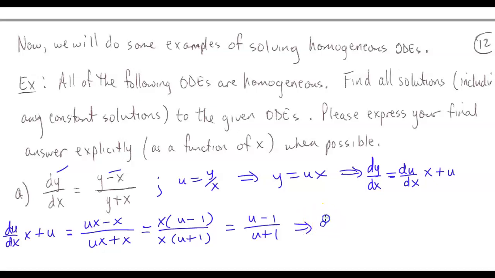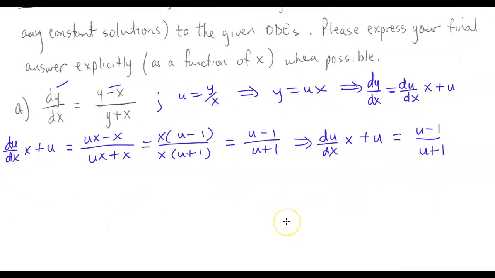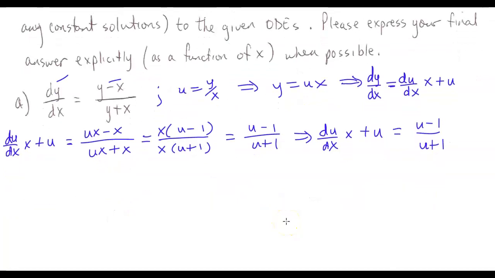So this tells us that our du over dx times x plus u on the left side is actually going to equal u minus 1 over u plus 1 on the right hand side. And from here, we're just trying to get this into a form where we can make it look like a separable equation. And then from that, solve it for u, substitute back in what u was, which is y divided by x. So let's go ahead and do it.